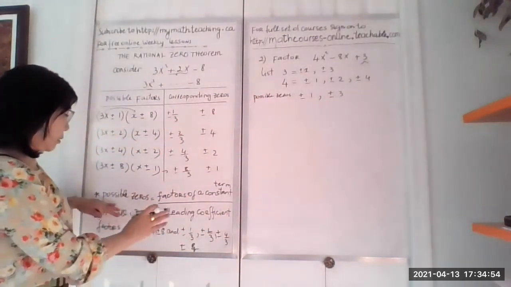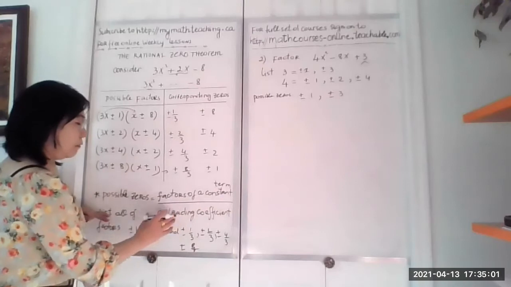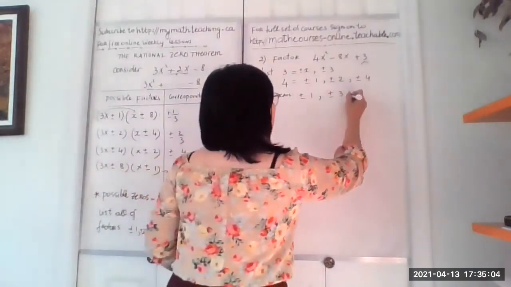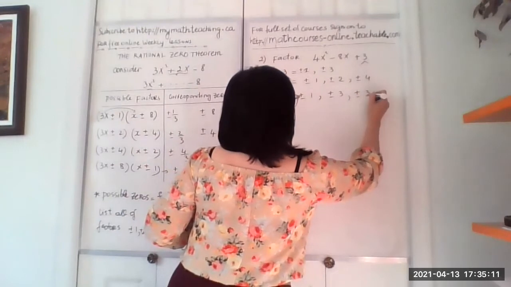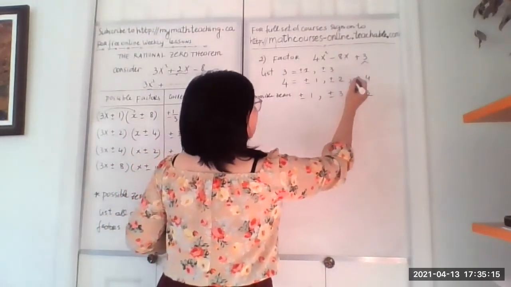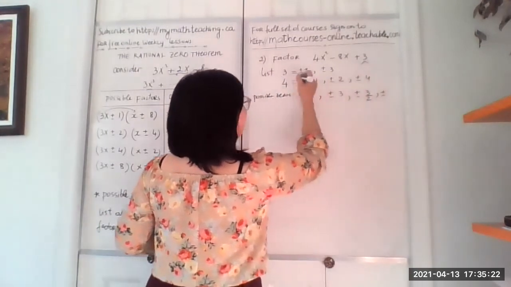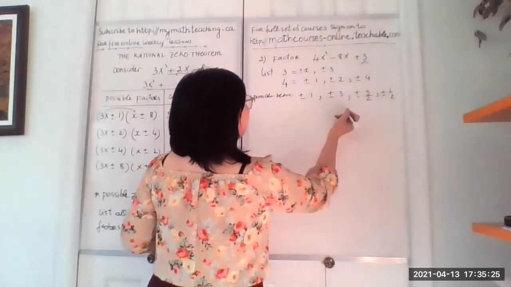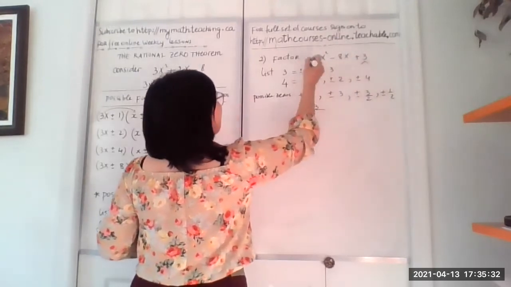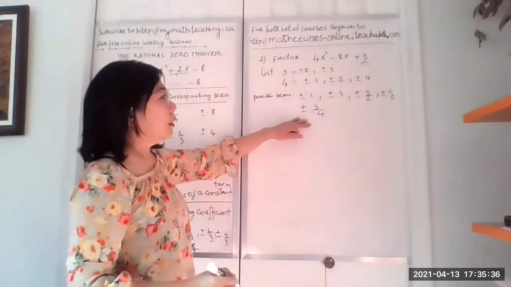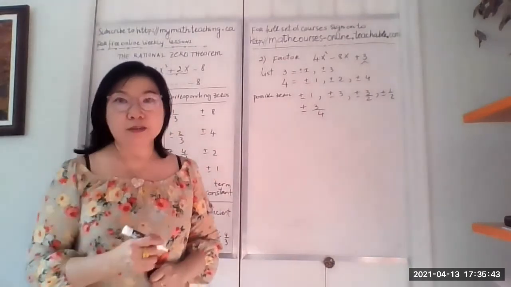Also, it could be a rational factor based on this formula: factors of the constant term divided by the leading coefficient. So I'm going to list them following the formula, right? Factor of the constant term is 3. Maybe 3 over 2, that's one of them. Another one will be 4 over 2, the same as 1/2. What else do I have? Another one is plus or minus 3 over 4. So these are the possible roots or possible zeros of this quadratic function.